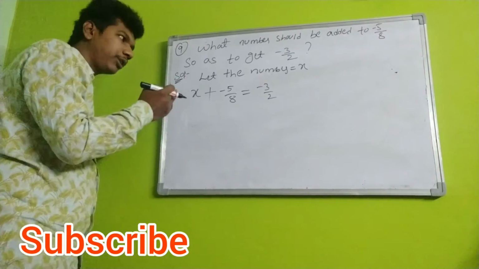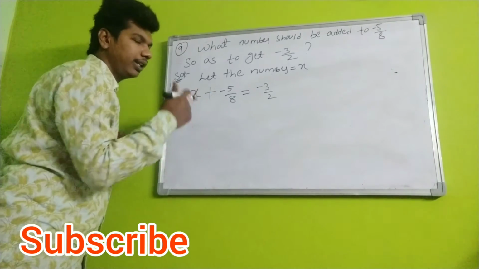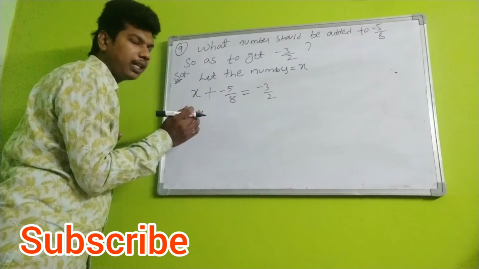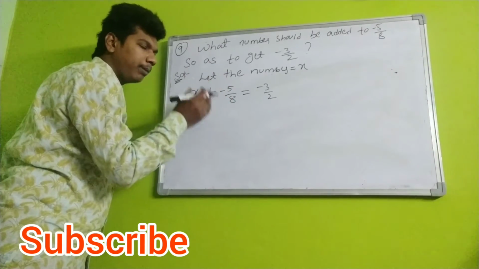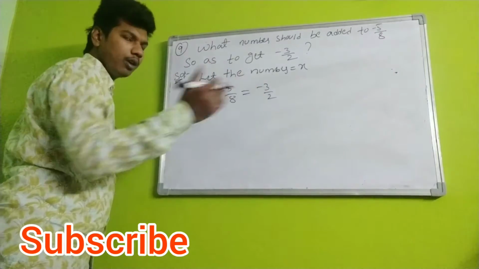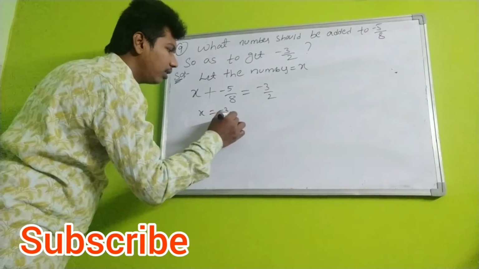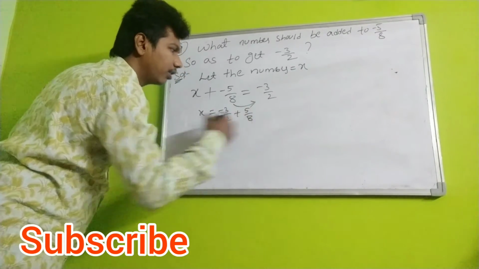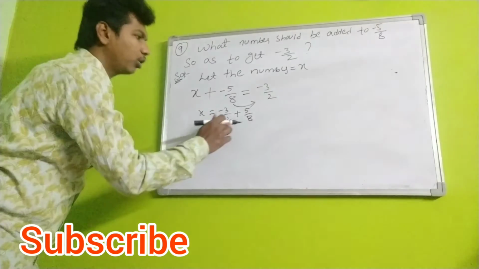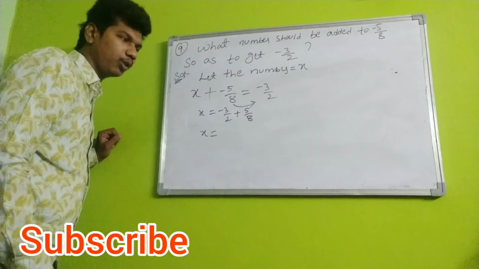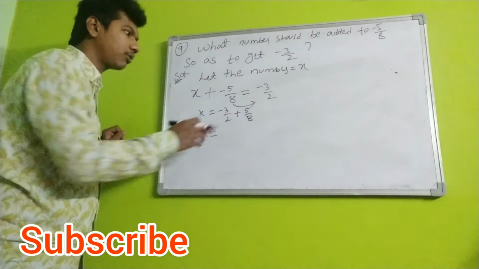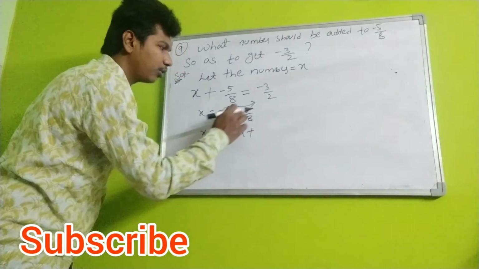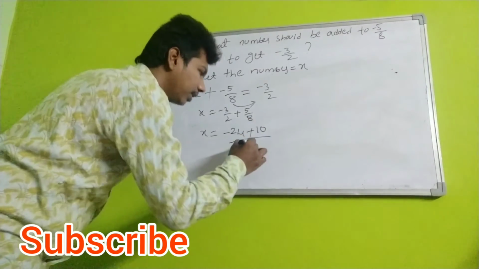Remaining numbers I am shifting to RHS. RHS means right hand side. The plus minus 5 by 8 symbol is there. The minus 5 by 8 term I am shifting to RHS. Minus changes to plus, is equal to minus 3 by 2. Minus changes to now plus 5 by 8. Now you can observe clearly, students, both the denominators are different. If the denominator is different, what do we have to do? Cross multiplication. 8 3s are 24 minus, 2 5s are 10, divided by 2 8s are 16.